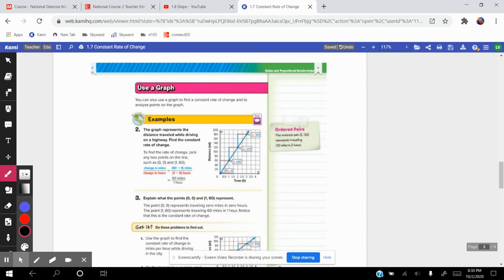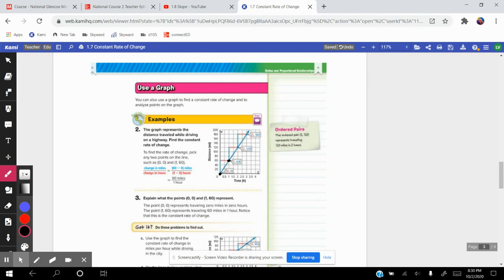So using a graph. You can also use a graph to find a constant rate of change and to analyze points on the graph. So examples. Number 2. The graph represents the distance traveled while driving on a highway. Find the constant rate of change. So, for this problem, to find the rate of change, pick any 2 points on the line, such as 0, 0, and 1, 60. There are 2 other points that you could have chosen from, but for this example, we're going to go with 0, 0, and 1, 60.